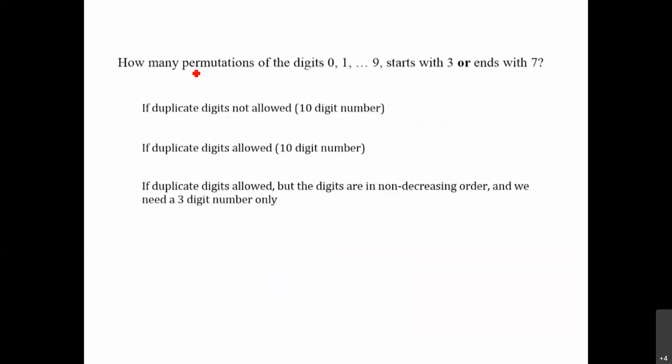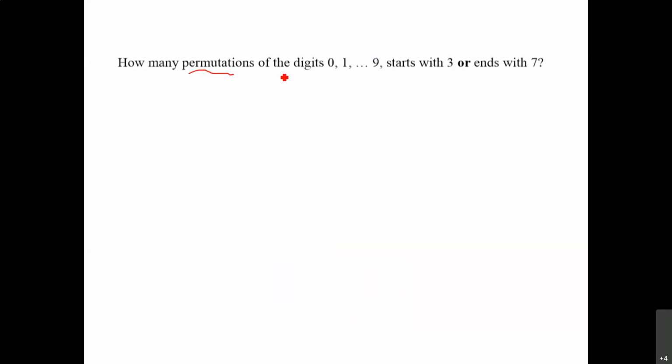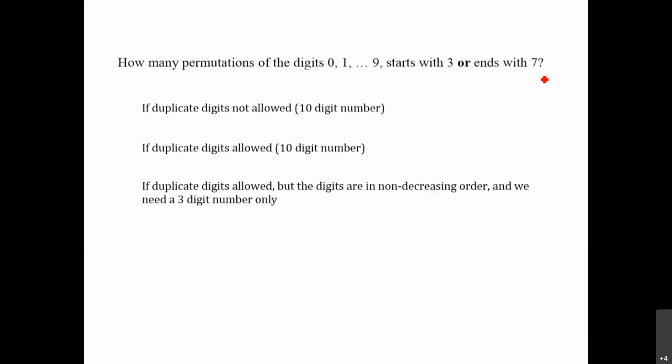So how many permutations of the digits start with 3 or end with 7? We have this initial condition: the number that we're working on is either going to start with 3 or it's going to end with 7. And then we want to solve it depending on these extra conditions. The first problem is: duplicate digits are not allowed, and it's a 10-digit number.